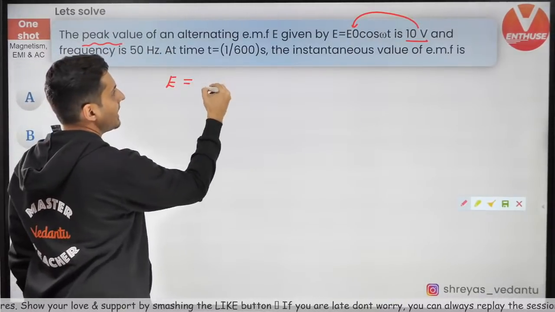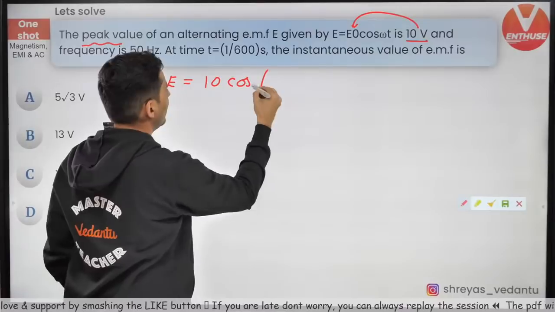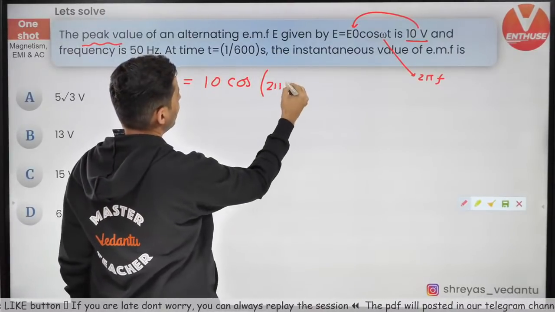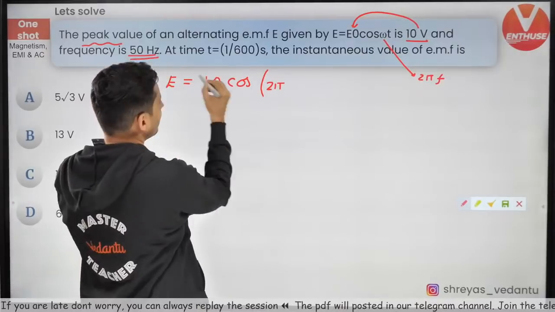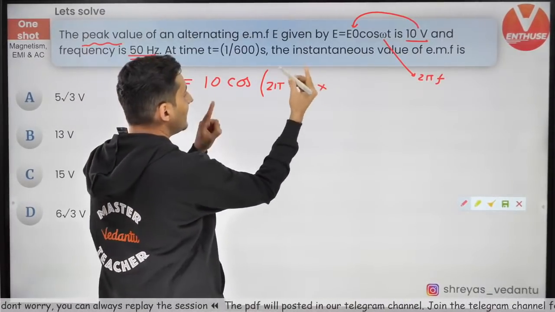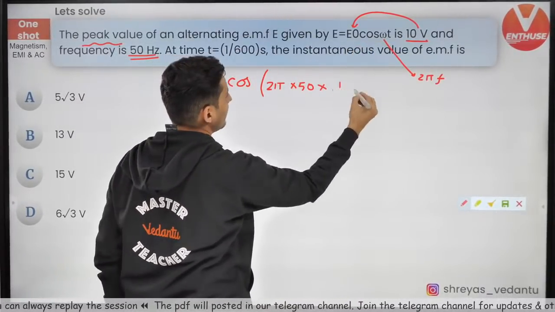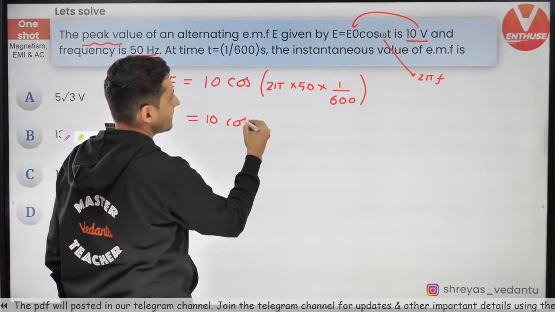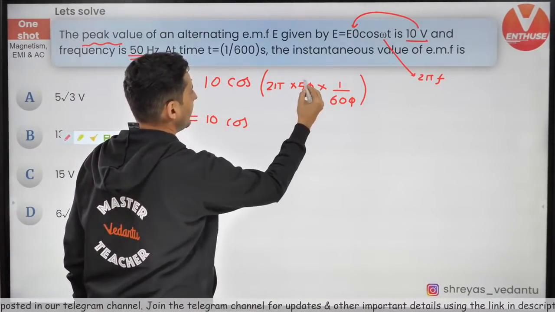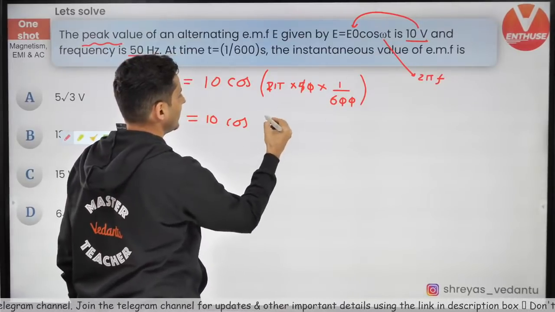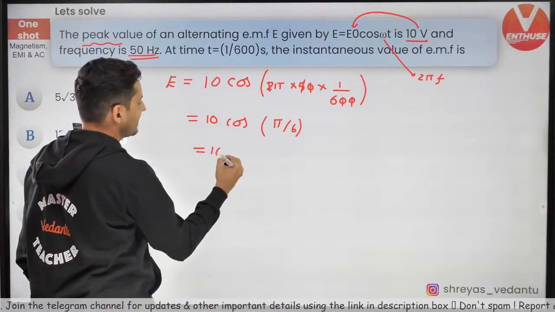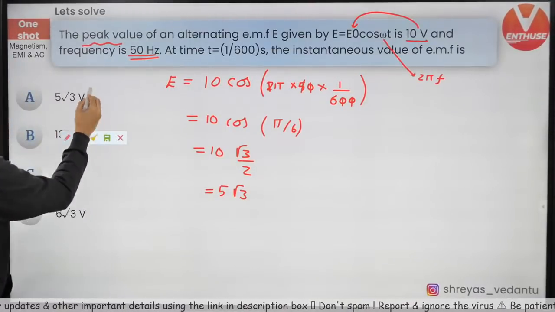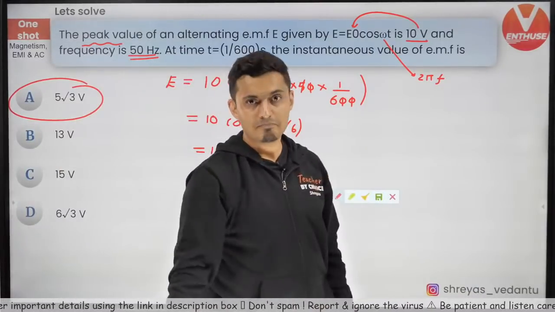So E will be 10 cos omega t. What is omega? Omega is 2 pi f. Remember that? Frequency is 50 hertz, so into 50, into t. What is the value of t? It is 1/600. Let's see what we get. You'll get 10 cos of 10 pi by 600. 2 into 5, 10. So 10 gone. So I think it is just cos of pi by 6. Cos 30 is root 3 by 2. So it will be 5 root 3 volts. That's it. Done.